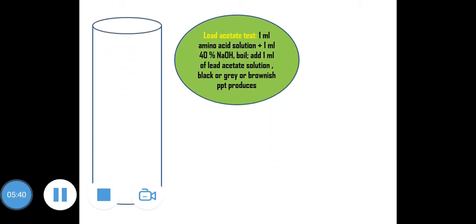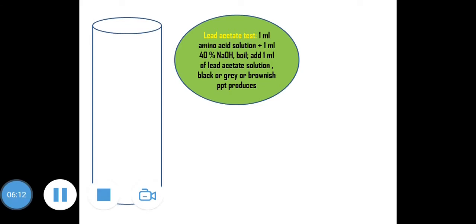Next is lead acetate test. Sulfur of the sulfur containing amino acids reacts with the sodium hydroxide, forming sodium sulfide. A black or brown or blackish brown or grayish precipitate of lead sulfide is formed as a result of the reaction between sodium sulfide and lead acetate. This lead sulfide is insoluble in dilute HCl.